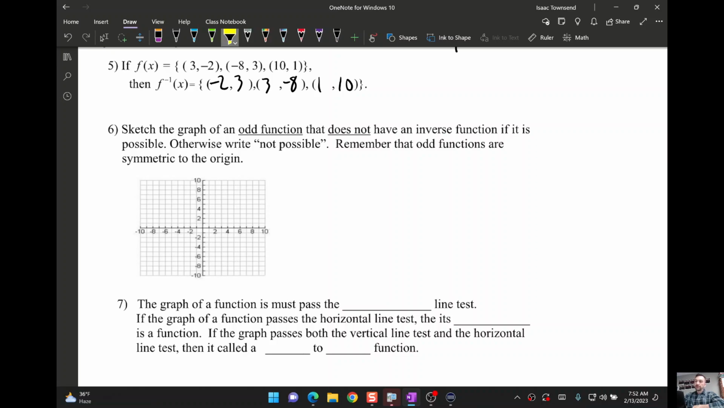The graph of a function, to be a function, you have to pass the vertical line test. If the graph of a function passes the horizontal line test, then its inverse is also a function. If it passes both of those, we call it one-to-one. So mostly some vocab there. Vertical line test to make sure it's a function, horizontal line test to make sure its inverse is a function, and if it passes both, we usually call it one-to-one.